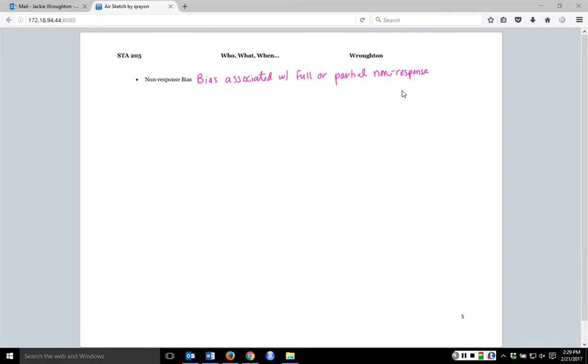But here's the first big thing that I want to make sure I emphasize. It's maybe a very confusing thing, but it's an important thing. So a very important note here. Just because we have non-response does not mean that we have a non-response bias.